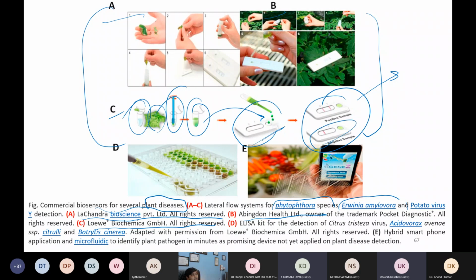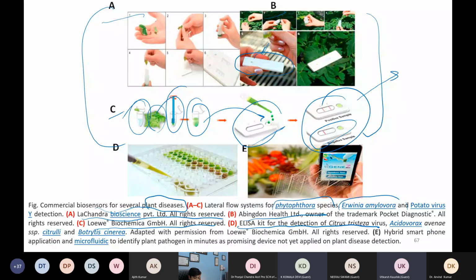So as I mentioned in my initial slides also, there is a lot of scope for paper-based sensors. You can see this, somebody is holding this cascade in hand, just dropping the plant extract, and then you will know what is the level of that particular virus or Phytophthora or Erwinia, particularly these pathogens. Another is an ELISA kit for detection of citrus virus. So these are things which people can decode basically, right?